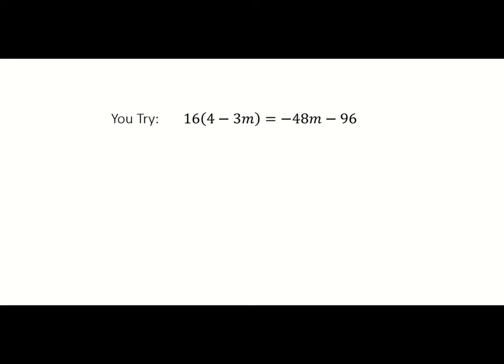To solve this equation, we want to distribute the 16 on the left-hand side of the equation. So 16 to 4 and 16 to negative 3m. 16 times 4 is 64. And 16 times negative 3m would be negative 48m. Now, if you do not know those numbers off the top of your head, it is more than okay to multiply them out off to the side of your paper. On the right-hand side, I'm just going to drop down negative 48m minus 96.